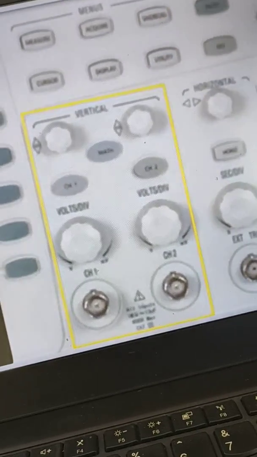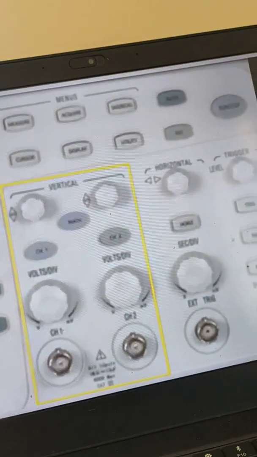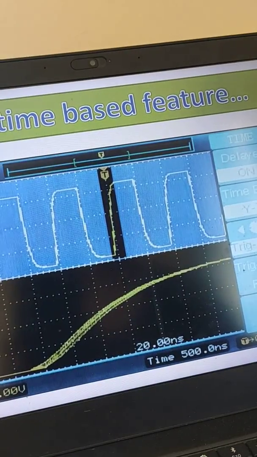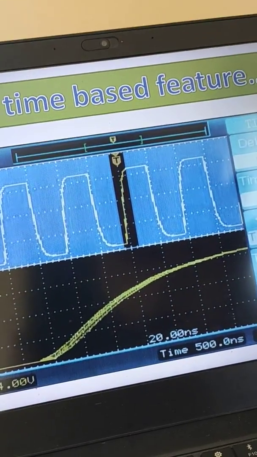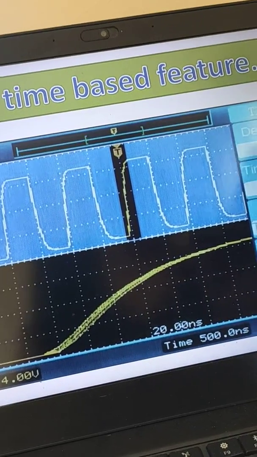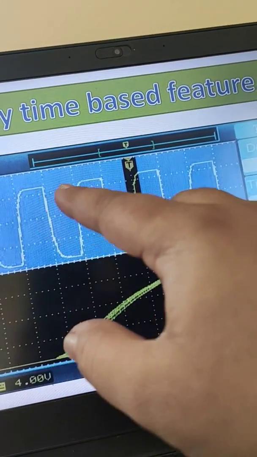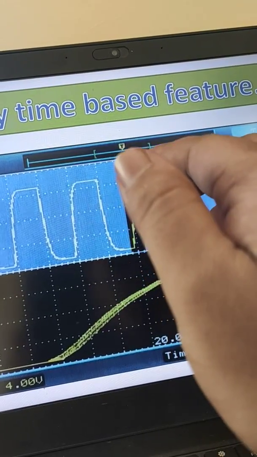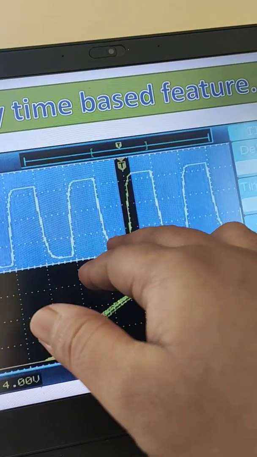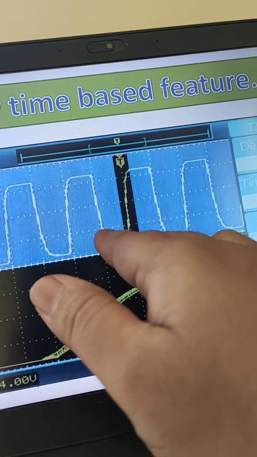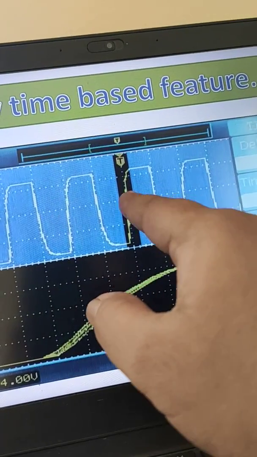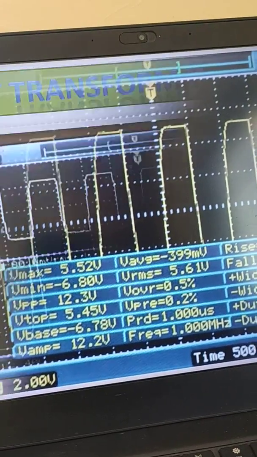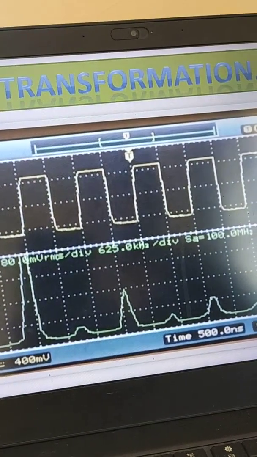So these are the different functions that we have already seen. This is one delay time base feature. Suppose this is a waveform. Now that waveform looks like a square waveform, but this is not a perfect square waveform, it is a delayed waveform, which means some attenuation is there. That type of waveform we can generate on a CRO. This is also another waveform.